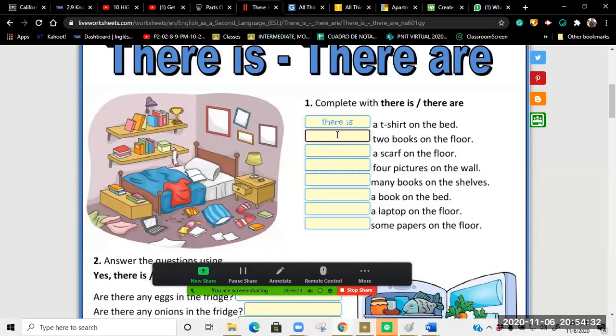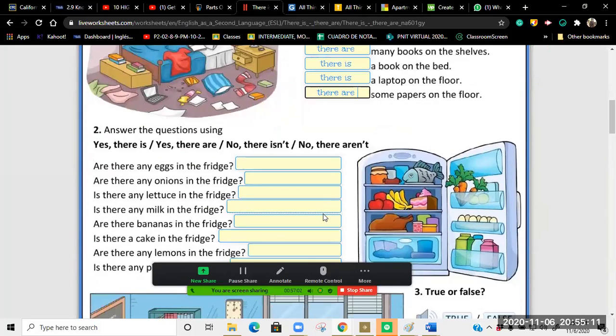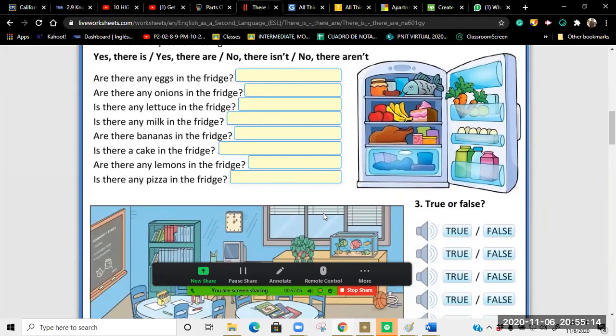Two books on the floor. There are two books. A scarf, una bufanda. There is. Very good. Good job. Four pictures on the wall. There are. Many books on the shelves. There are. A book on the bed. There is. Very good. A laptop on the floor. There is. Some papers on the floor. There are. Okay, very good. Okay, good job. Now, let's see this one.